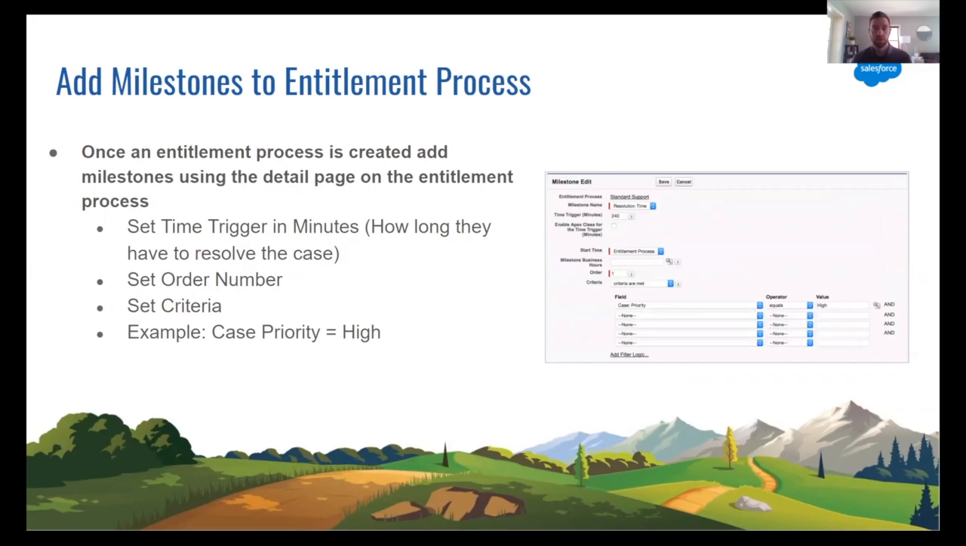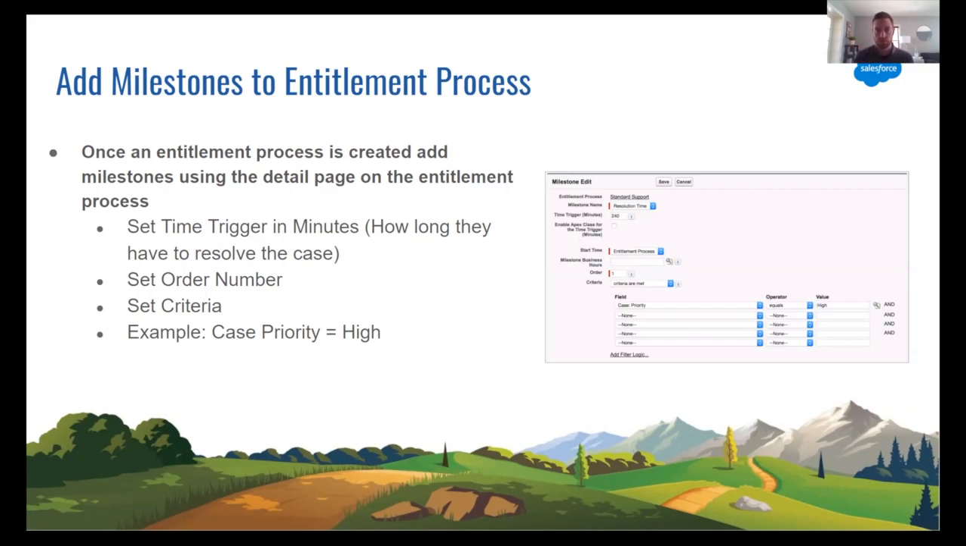So now we have our milestone created, our entitlement process created, and we just need to add milestones or these steps to process as when this entitlement is assigned to a case. So the big things that we have to enter here, we set a time trigger in minutes for how long they have to resolve the case. So that would be that 4 hours or 24 hours. We set an order number. So we want this to be the first step, second, third, just like we do in assignment rules. And then set criteria. So in that screenshot, you have the priority equals high there. And then we click save. That'd be the first one.